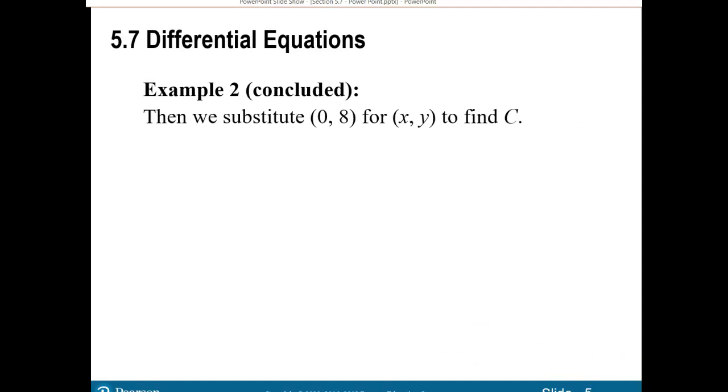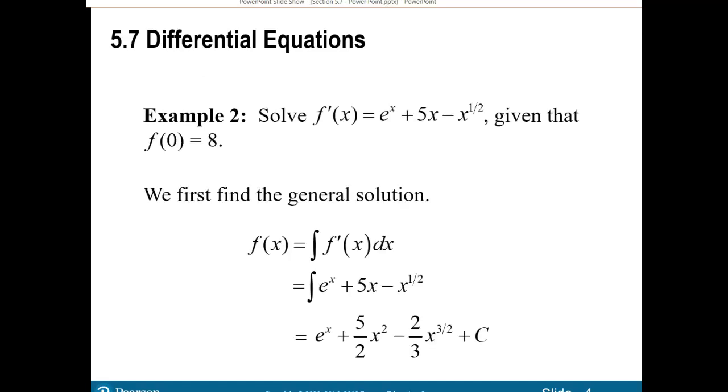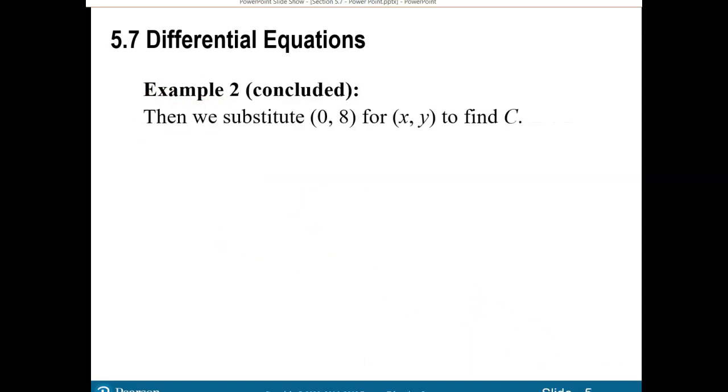Okay, now we're going to substitute the 0, 8 that we were given. Remember, let me back up here real quick. We were given f of 0 equals 8, so that's the ordered pair 0, 8. So we're going to substitute x is 0, y is 8 to find our c. That was our antiderivative. This side was y, so we plug in the 8. Here we're plugging in 0 for all those x's. So this is 0, this is 0, but e to the 0 is 1. So this is a 1, and then those are 0 plus the c equals 8, which means the c equals 7.